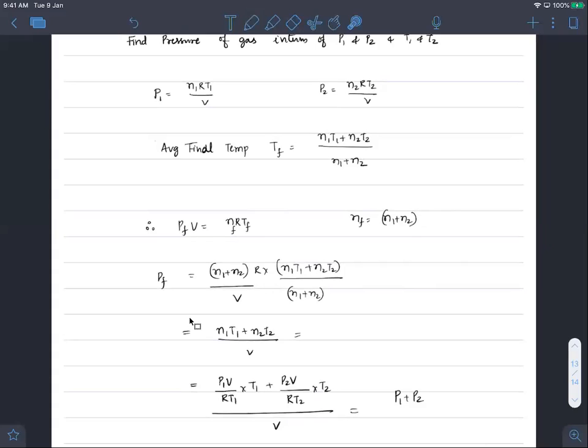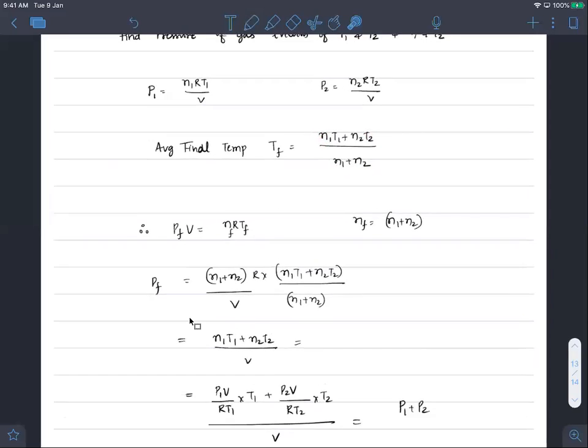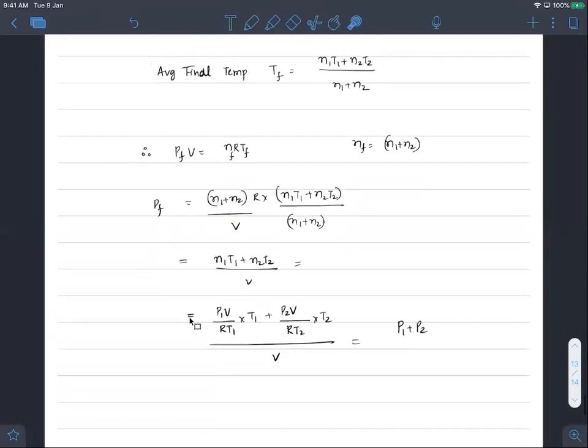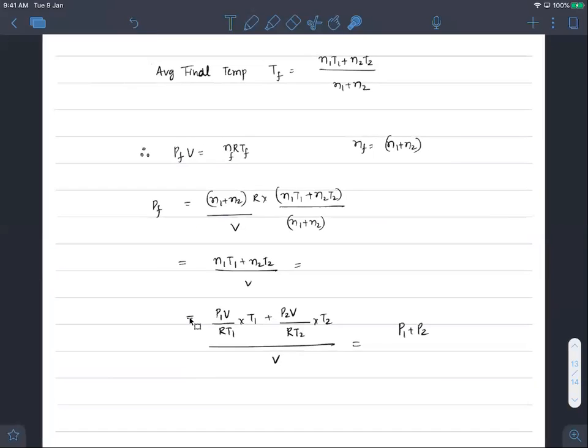So the only thing you need to check is what the average final temperature is. If that was asked, you can just write it in terms of a weighted average. The final form, how you have to represent it, depends upon what is being asked.